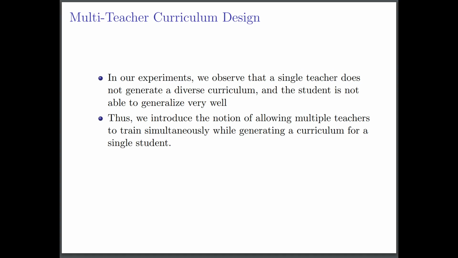However, in our experiments, we observed that a single teacher does not generate a diverse enough curriculum, and while the student is able to reach all the goals set by the teacher, it is not able to generalize well on unseen goals. Thus, we introduce the notion of allowing multiple teachers to simultaneously train a single student. This transforms the original two-player game into a multiplayer game. We observe that it provides two benefits. First, it speeds up the training process while also increasing the generalizability.